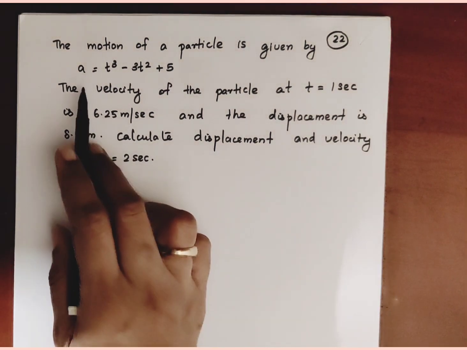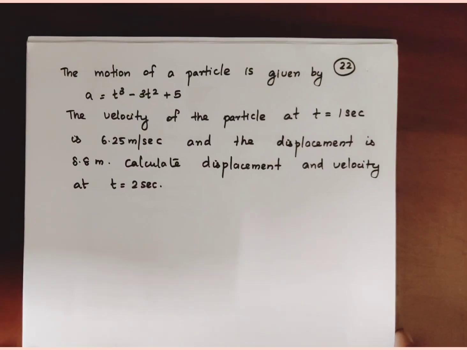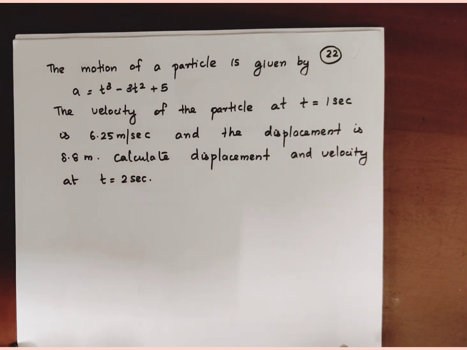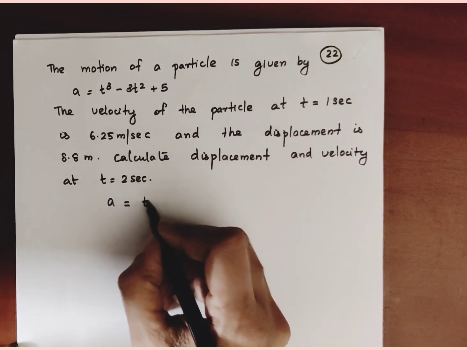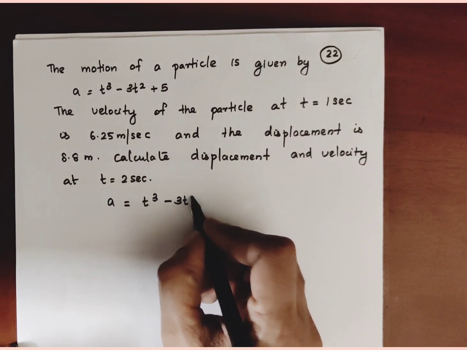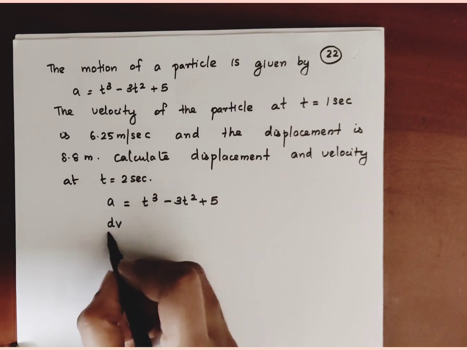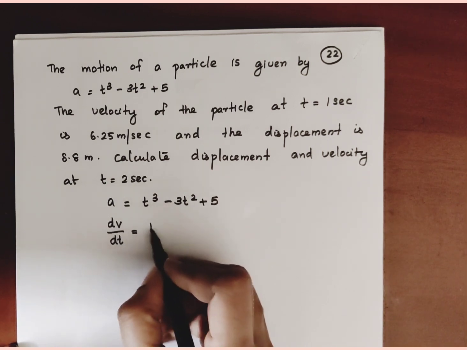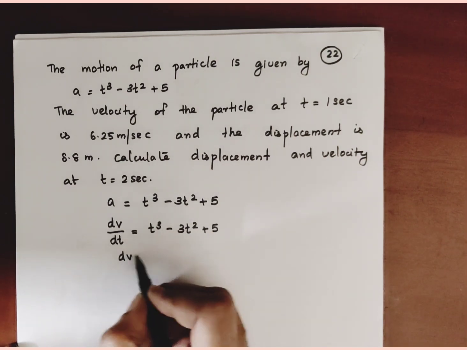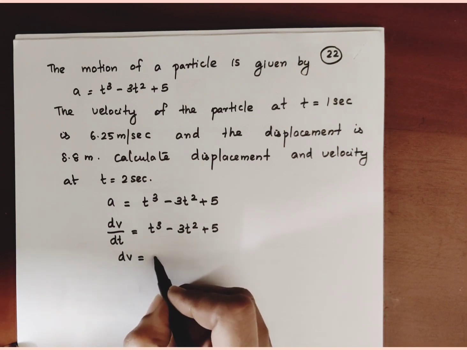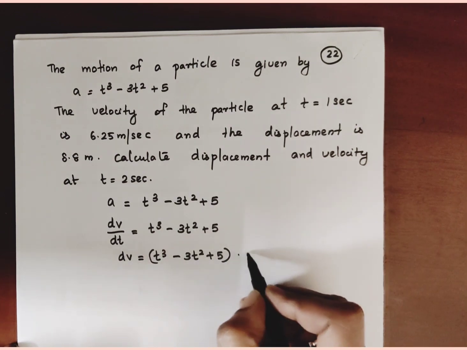So here the acceleration is given as a function of time. So in order to calculate the displacement and velocity, you have to integrate. So we are starting with the equation for acceleration. Acceleration is equal to t cube minus 3t square plus 5. So here instead of acceleration A, you can write dv by dt is equal to t cube minus 3t square plus 5. So now dv is equal to t cube minus 3t square plus 5 into dt.